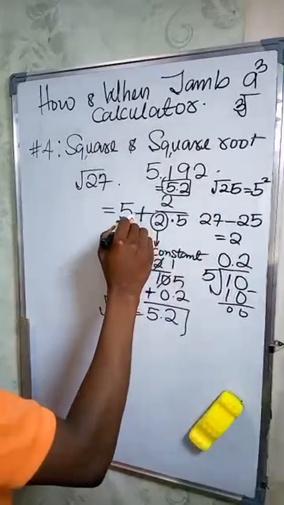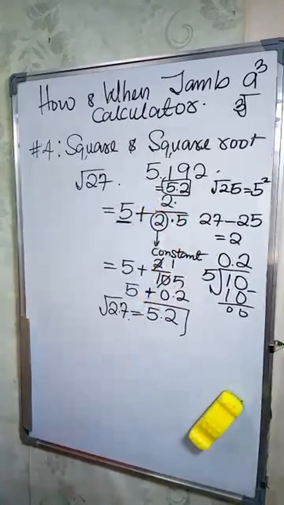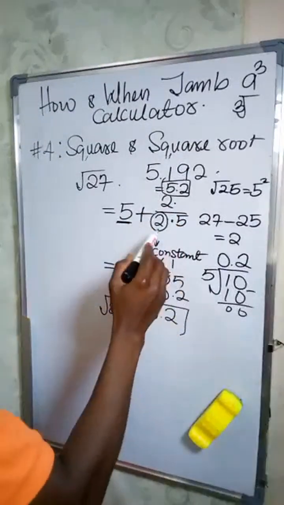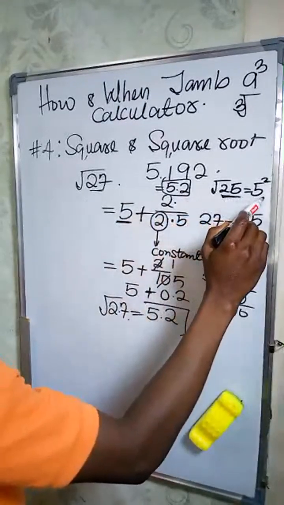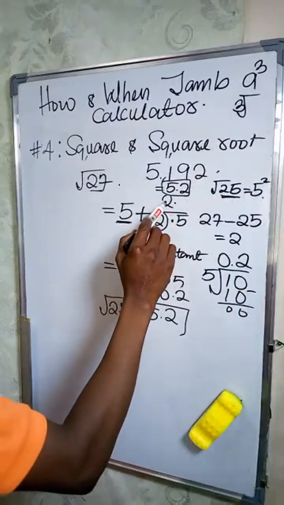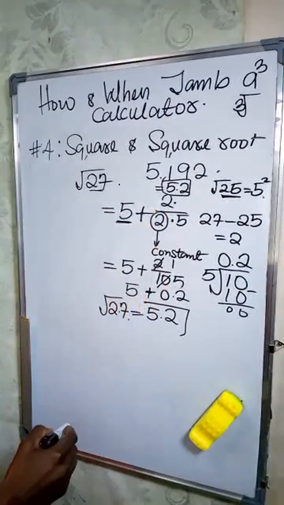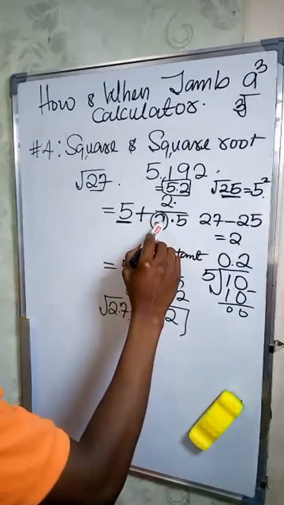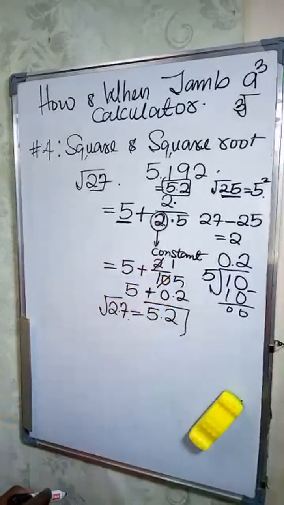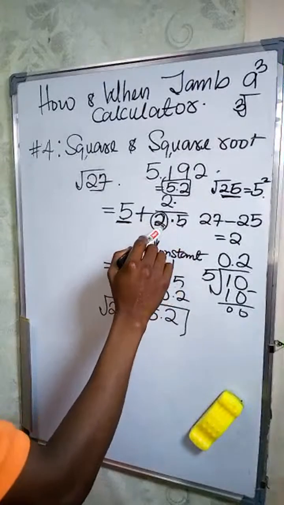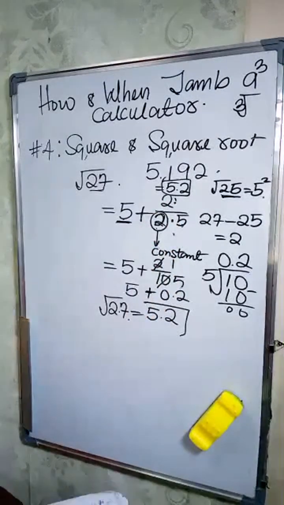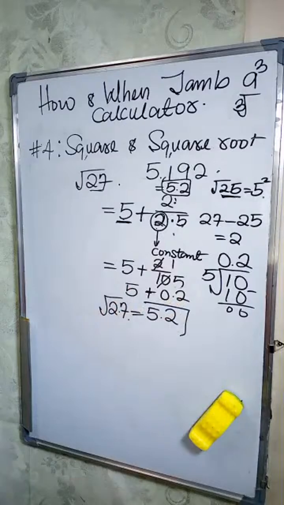That 5 go plus 2. How we take get the 2? That 27 minus that 25, wey make that 5 square, go give us 2, the value wey go dey up. Then down, you go write these 2. These 2 dey always dey constant for the formula. Then this one wey dey here, you go put am here. You go multiply these 2, then divide am by this one. Na im go give you the decimal wey you go add to 5.